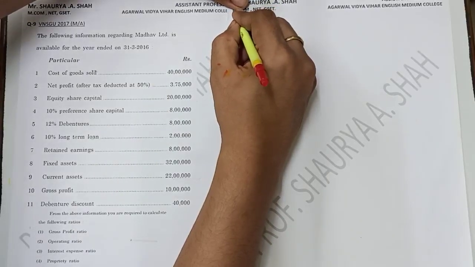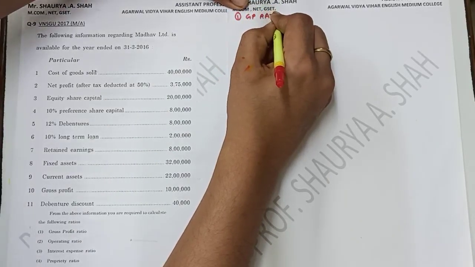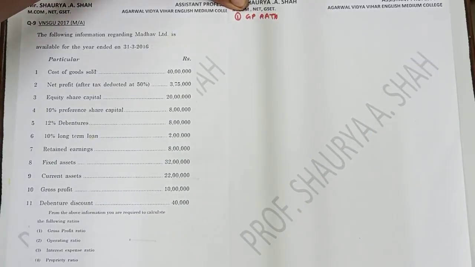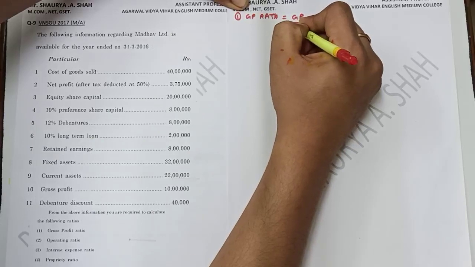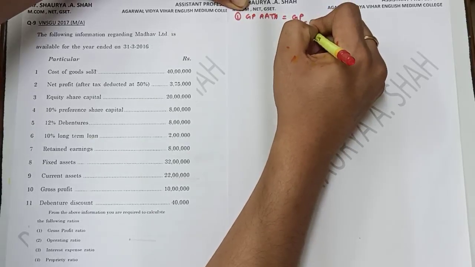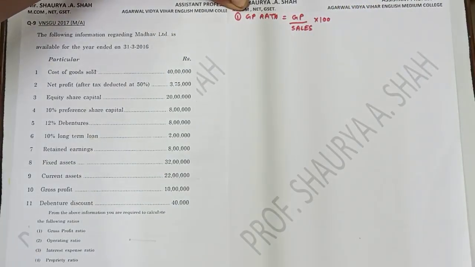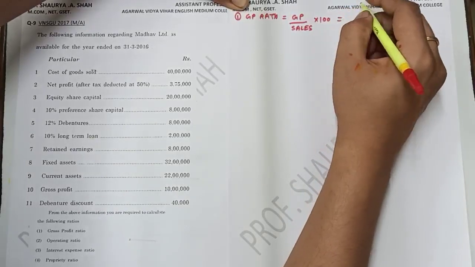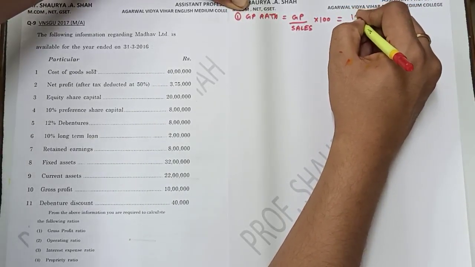So the very first thing, GP ratio is equal to gross profit upon sales into 100. Gross profit upon sales into 100. Now here, students, gross profit is already given in the sum. You can find out what the gross profit is. It is 10 lakh.